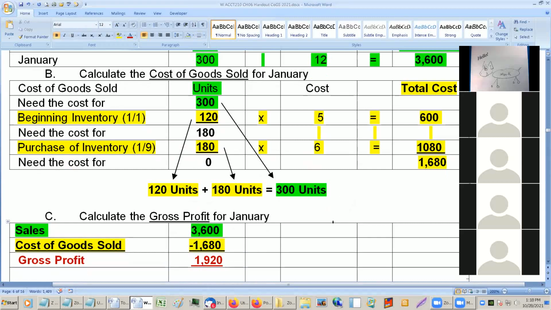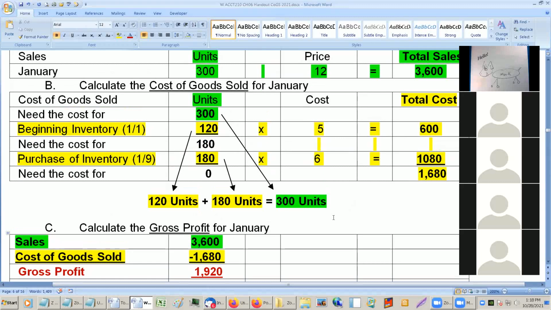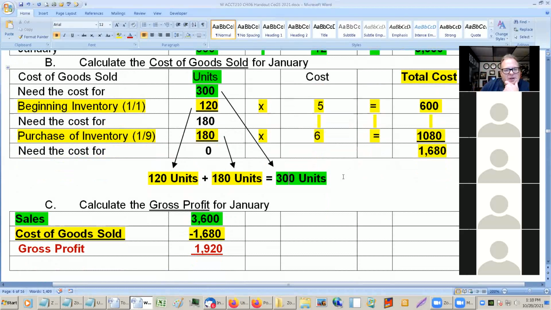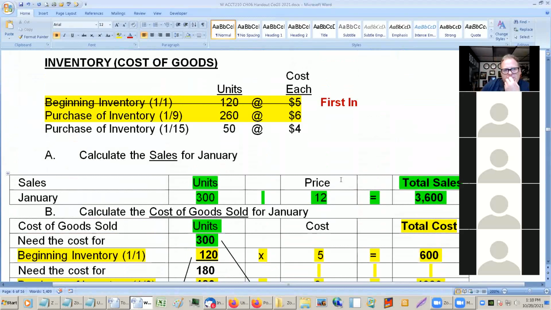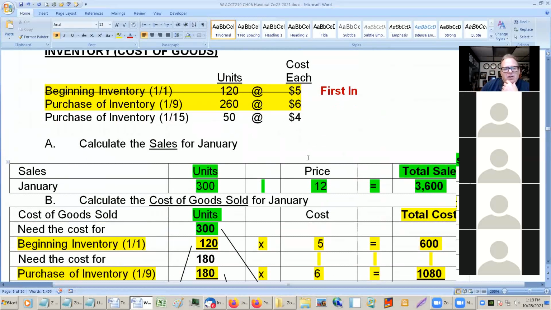Maybe a better question would be, did you get the same answer as I did? It's possible I did it wrong. But I think you got, is that what you guys got? Yeah. Okay. All right, now we gotta go to the ending inventory.